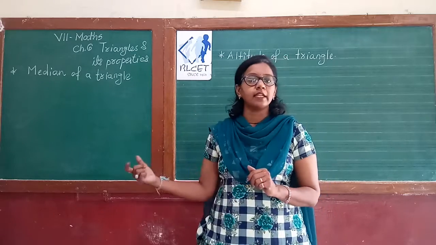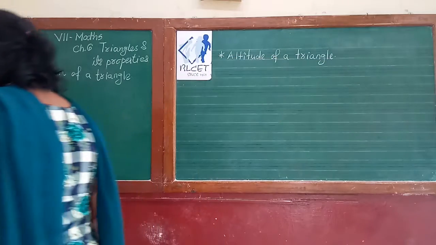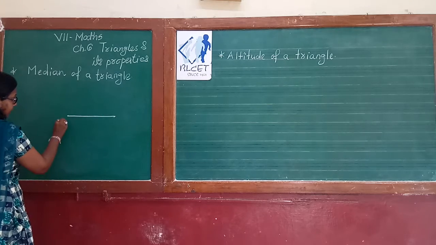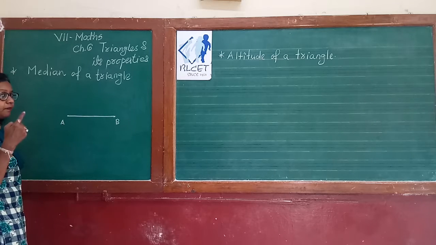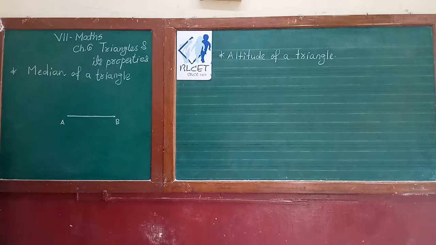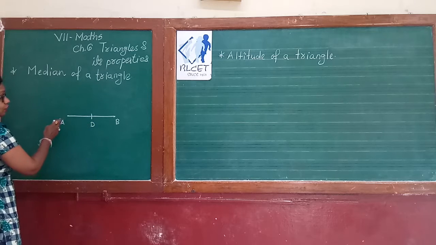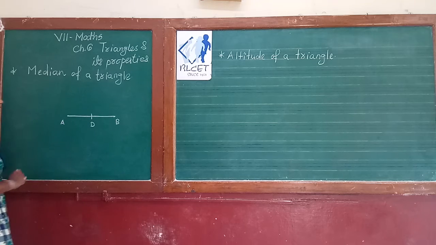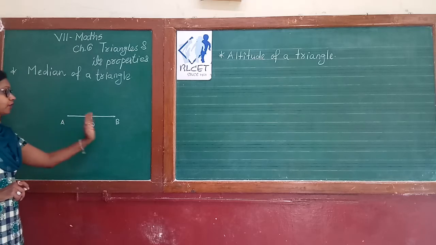So first of all, understand the concept of median. Median means what? Suppose you have a line segment AB, and if you divide this line segment with the help of the bisector process, we know that we can find the perpendicular of this AB and we can find the midpoint, D. So the measures of these two line segments, AD and DB, are equal. So what we can say, D is the midpoint of AB.